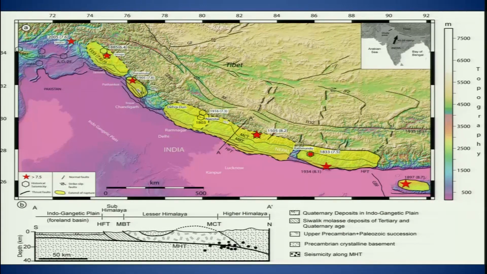Some literature shows that it is again on the hinterland side. Then we had another one which is 1505, again literature suggests that the epicenter was much further north of HFT, but 1934 was close to the Himalayan front, and 1950, which is located somewhere here, was also along the Himalayan front. There are a few paleoseismic studies which have been listed here.